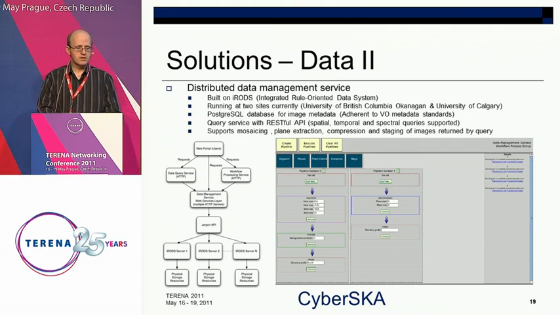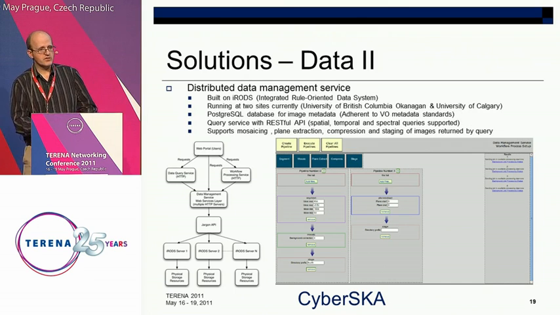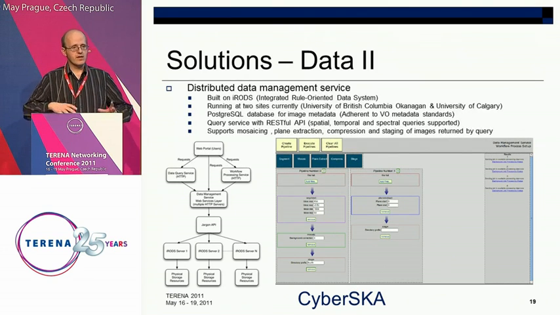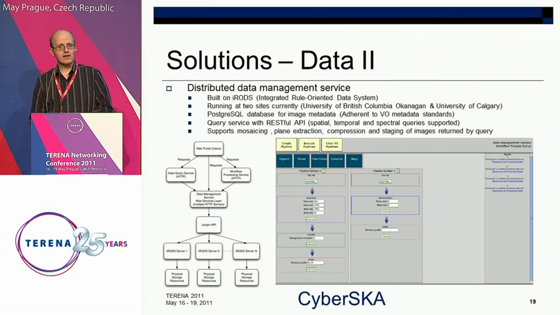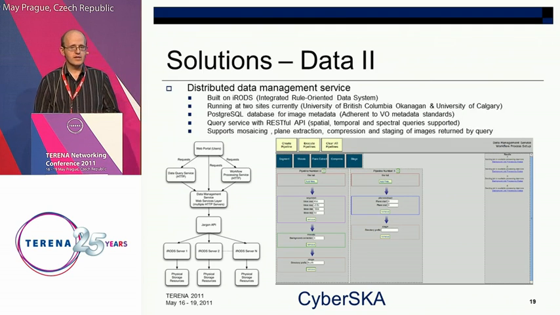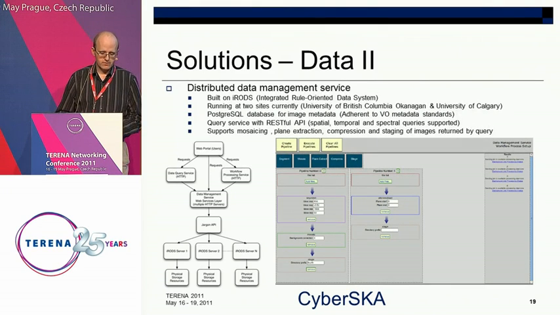We make use of a Postgres database for the image metadata that's adherent with some of the virtual observatory standards and also supports spatial, temporal, and spectral queries over the region. So the notion of being able to query a given region, get the data there, and then also feeding this into workflow processes that can mosaic that data together, compress, stage the images, and so forth, and make them available to the user. And also looking to add much other functionality, Fourier analysis, other analysis functionality that people might want to have as part of those workflows.